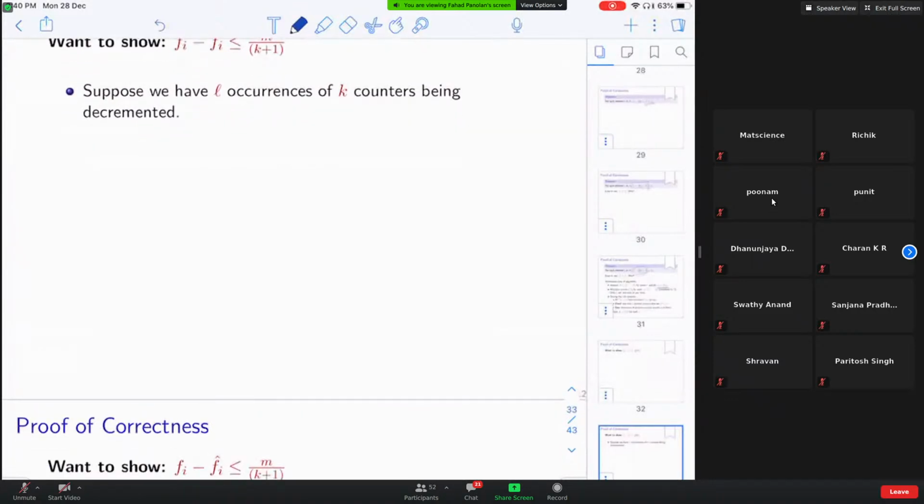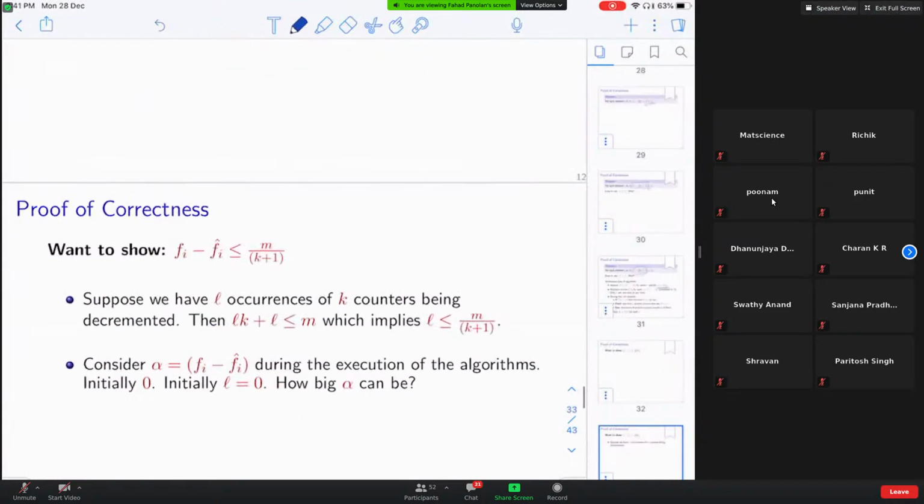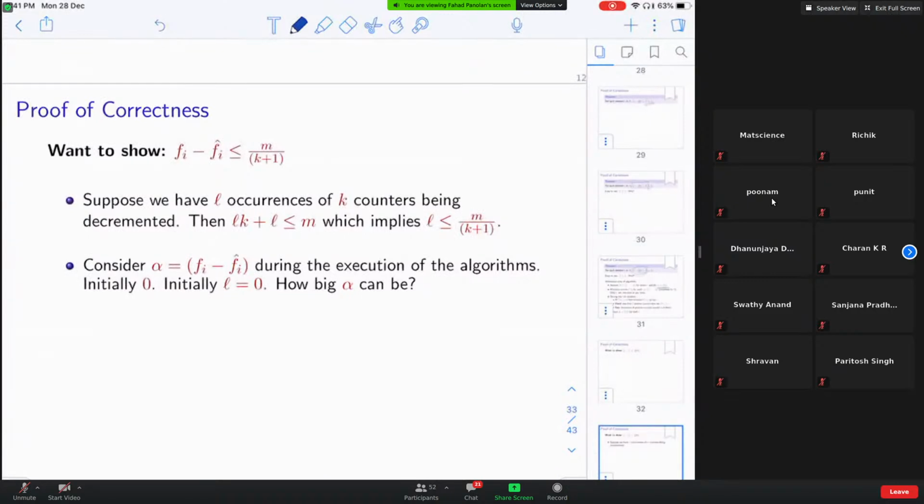Okay, so which means that there are LK iterations where those counters were incremented, and there are these L iterations corresponding to the decrement counters. And how many iterations in total do I have? I have M iterations, which actually means that M is at least LK plus L. L corresponds to the decrement iterations, and if I am doing a decrement in an iteration, corresponding to one such iteration I had made K other increment iterations. So M is at least LK plus L. This means that L is at most M divided by K plus 1.